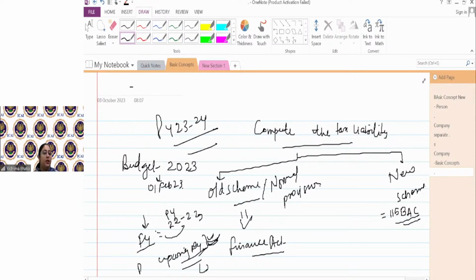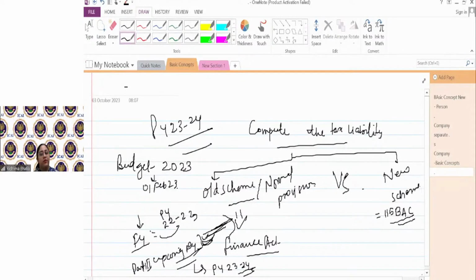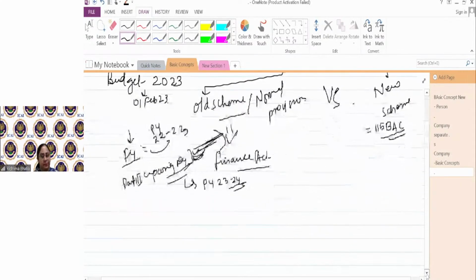And part 3 would tell me about the tax rates which would be applicable for the next previous year, that is 23-24. So from this I will determine what are the tax rates applicable to me, as per the old scheme versus the new scheme, which is under Section 115 BAC.